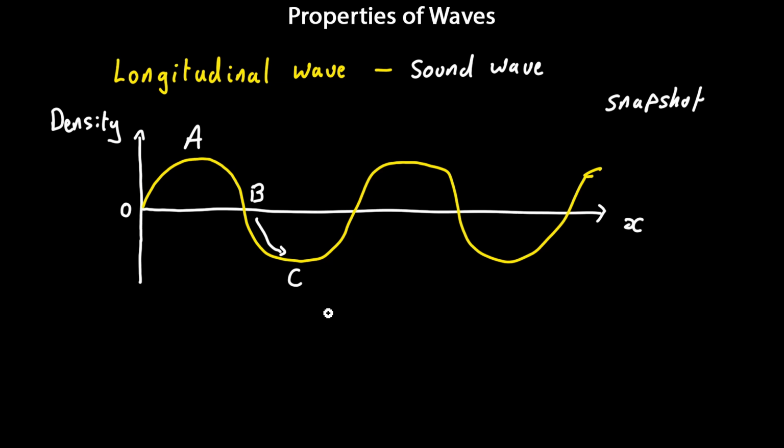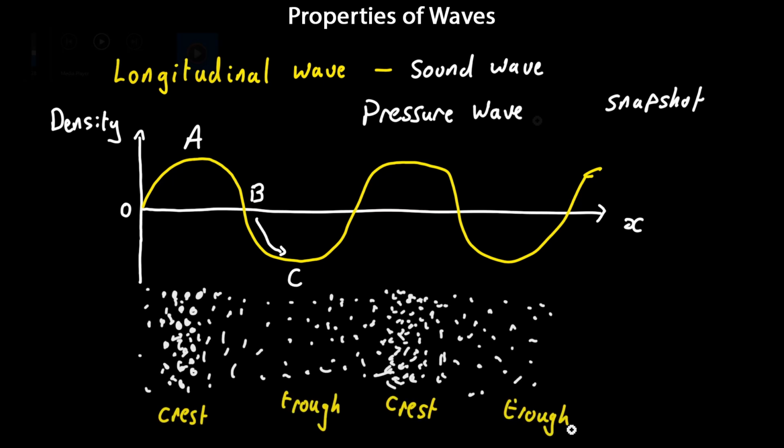Then as we move down to point C, the gas molecules have spread out as far as they can for this particular wave. So this type of wave, represented by the sine graph here, is sometimes called a pressure or density wave. So how does this longitudinal wave work as sound in air?